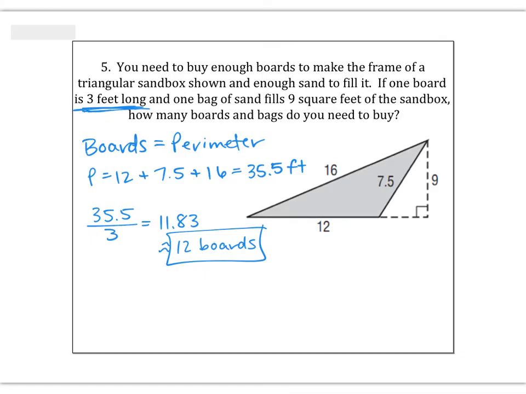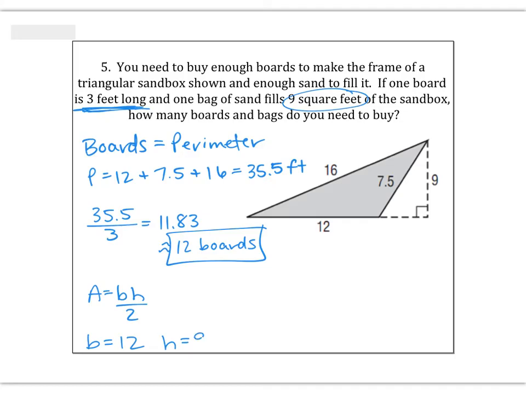Now we're going to fill this thing. We're going to fill it with sand. And it says each bag of sand will fill 9 square feet of the box. And so I think when I see square feet, we're going to be talking about area. So the area for a triangle is base times height divided by 2. What is the base of our shaded triangle? If you said 12, you are correct. What is the height of our shaded triangle?